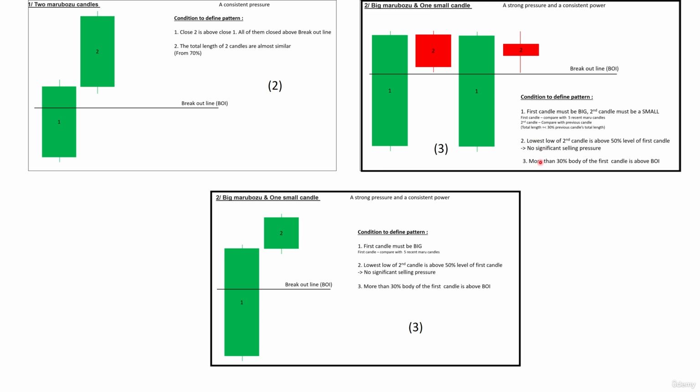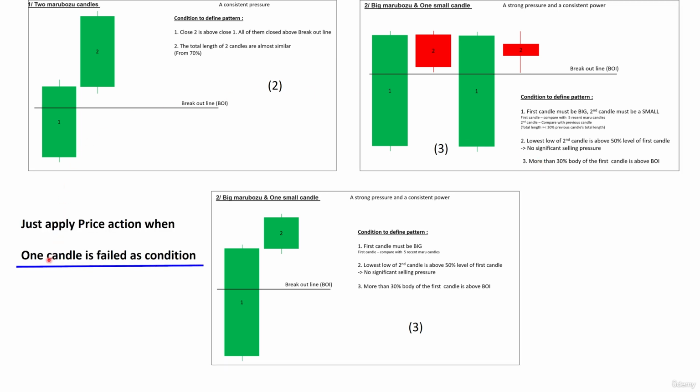And we can also apply price action confirmation for breakout if one of the candle conditions is failed. The key thing right over here is that one candle is failed. One candle is failed means that you will have more than one condition failed right over here. You can also apply it. I will give you an example to understand this point more easily.